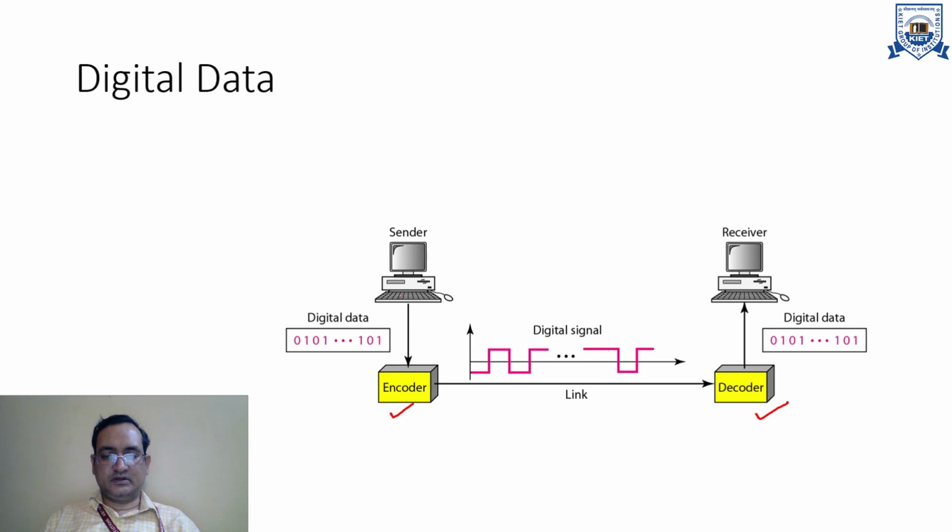The encoder receives data from a sender, and the digital bit stream is received by the encoder in terms of raw data. The encoder converts this digital data into the electrical equivalent of the digital representation. After that, with the help of this link, the data is transmitted to the receiver, where a decoder converts this electrical equivalent of digital data back into the digital bit stream that is easily understandable by the receiver.